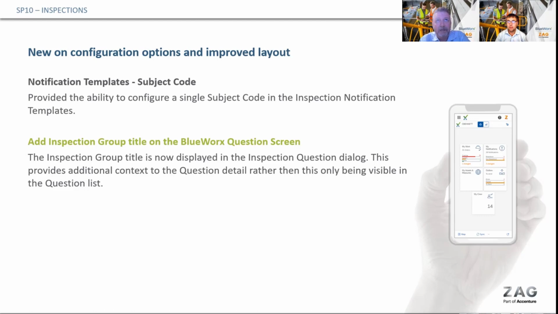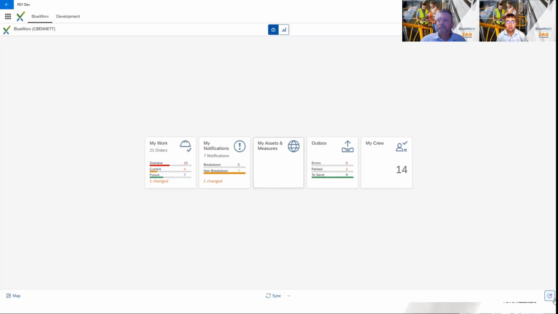So we've got a new configuration option for the notification templates. These are where you are answering questions which, based upon given responses, silently create notifications in SAP when they process the inspection results. Customers have requested that they be able to assign a default subject code to those, so that's now been delivered. And we've also added an inspection group title to the BlueWorx question screen. Again, it's another one that customers have asked for, and this is one that demonstrates quite well, so I'll just go into that now. And why are you finding that, Craig?